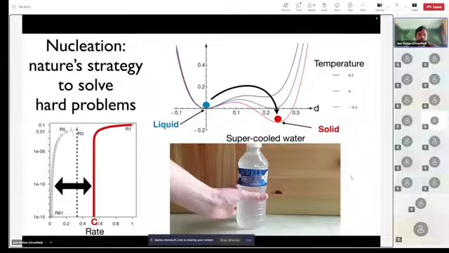Perfect. So now let me discuss a very fascinating phenomenon which links communication and signal processing even more with physics. And this phenomenon is called nucleation. So it goes like this.